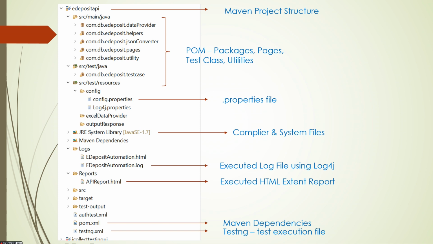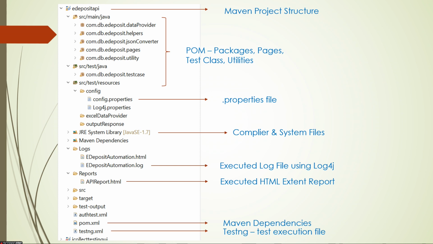And last is the testng.xml. Basically, it is the test execution file where we run all our test cases, where we can group and combine, and we can use grouping and parallel execution. We just provide some tagging inside the testng.xml file. We can create it.